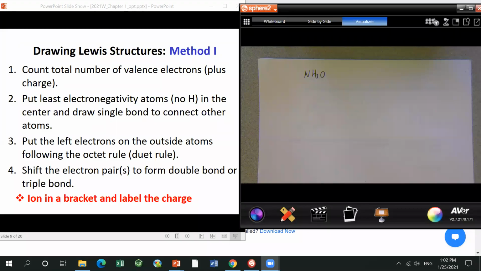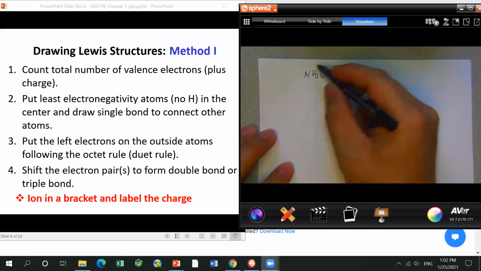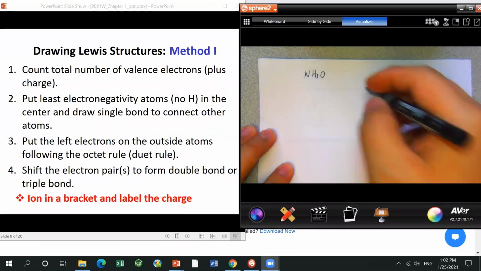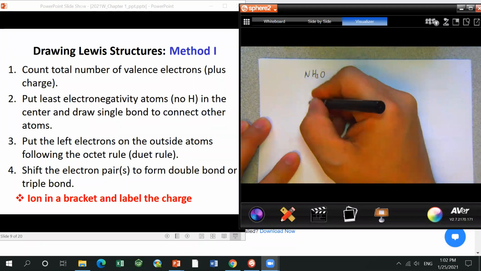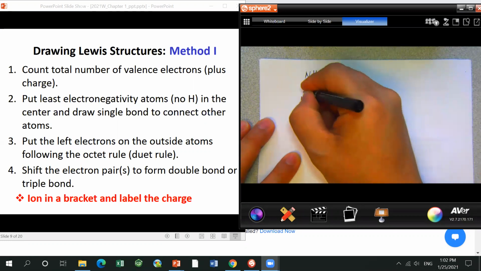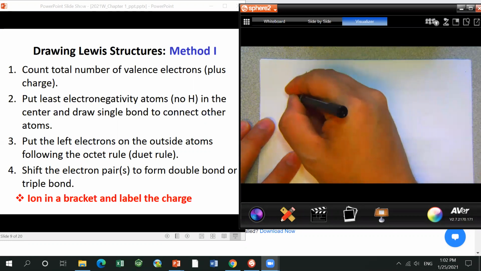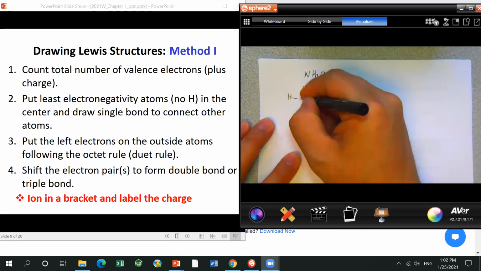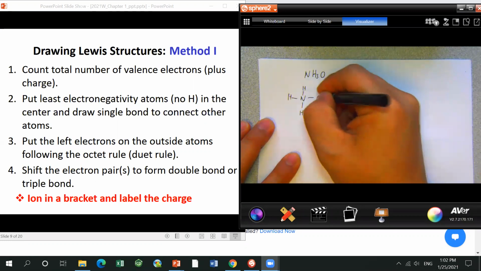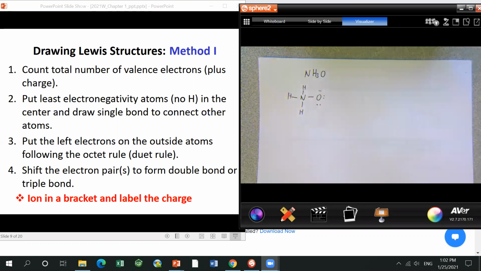All right, so let's start. For this formula, if you use method one, most of the time students come up with a structure like this. All right, so this Lewis structure, but unfortunately that's the wrong Lewis structure.